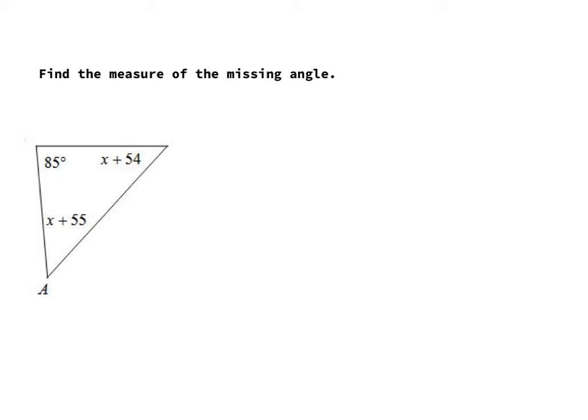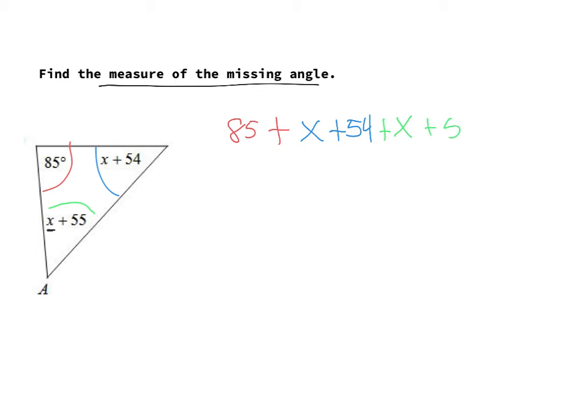In this last example, we want to find the measure of the missing angle. So first we need to find the value of the letter x. Using the same rationale, one of the angles is 85, plus the second angle is represented by the expression x plus 54. The third angle is represented by the expression x plus 55. And this has to equal 180 degrees.